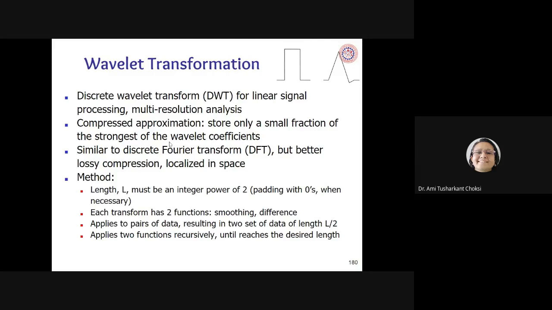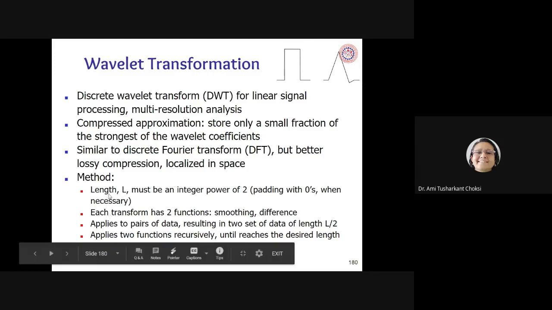You can say that for this simple linear wavelet, we will be storing whatever is the strongest here, right? Fine. Okay. It is similar to the discrete Fourier transform, but with better lossy compression. It is lossy compression, localized in space. So what do we do for this particular wavelet transform? Length L must be an integer power of 2, padding with zeros when necessary.